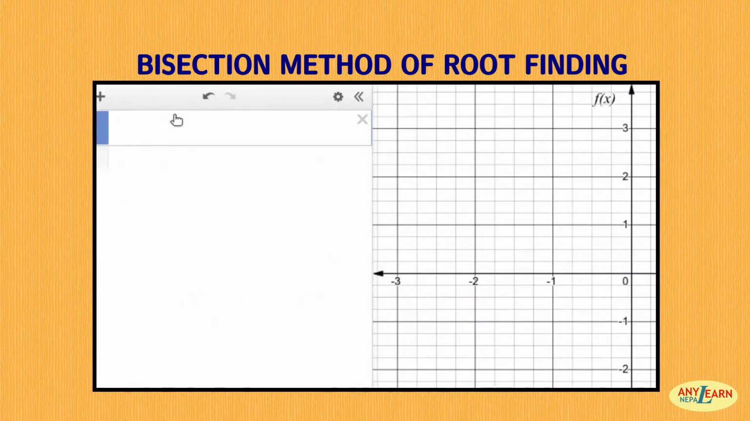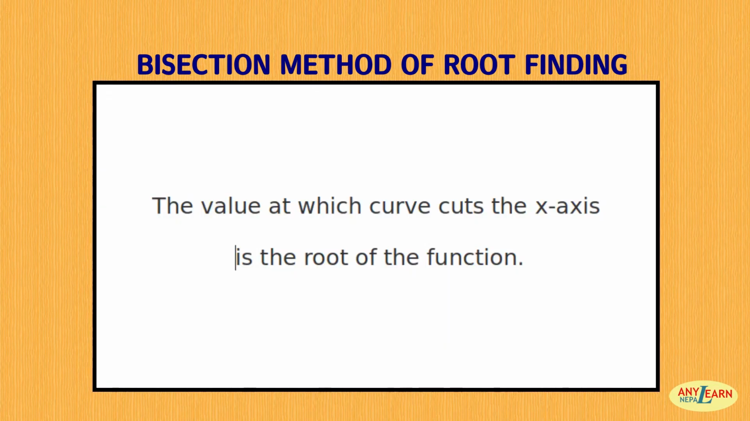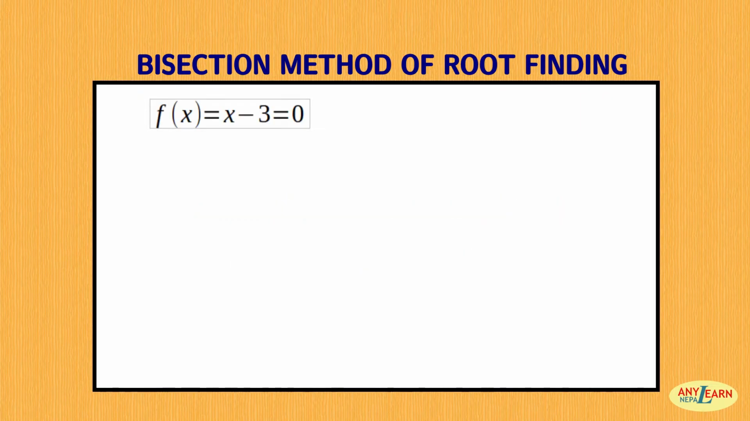Let's understand by the graph of f(x) = x - 3. If we plot the graph of this function, we get a straight line that cuts the x-axis at x = 3. This value is the root of the function. So we can say the value at which the curve cuts the x-axis is the root of the function. It's easy, isn't it? The example we took was easy to solve. f(x) = x - 3 = 0, x - 3 = 0, x = 3.